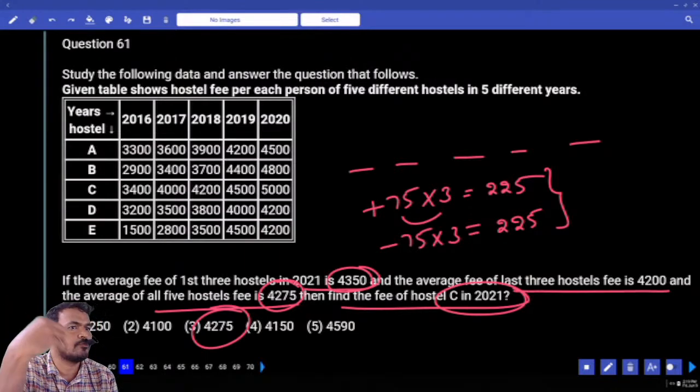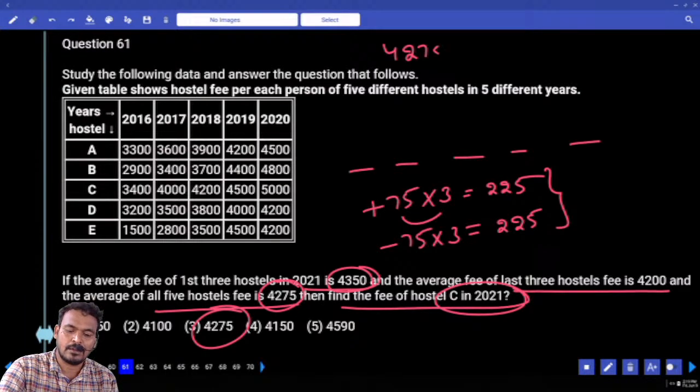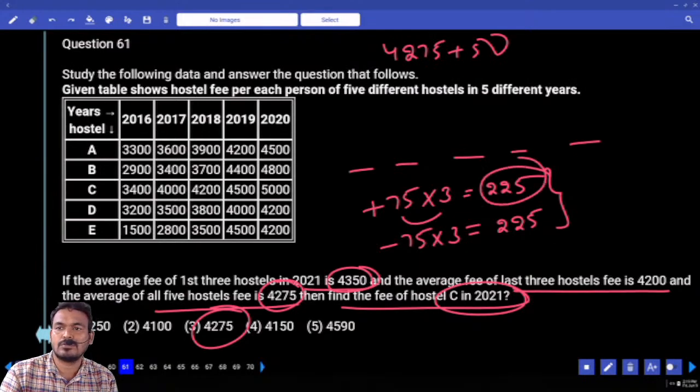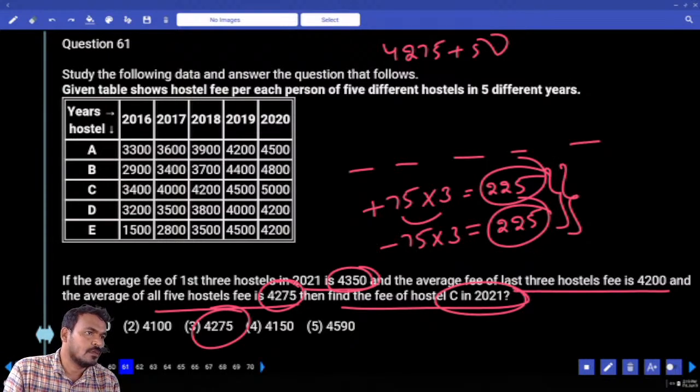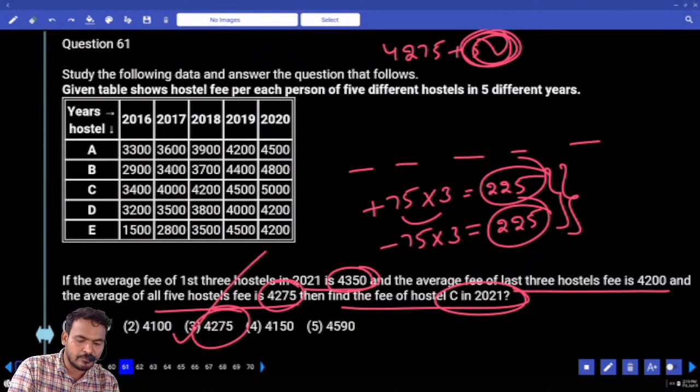Suppose if the values are increased by 50, then we write the answer 4275 plus 50. But here the sum is increased by 225 and the sum is decreased by 225. What is the overall sum? 0 increased. If 0 increased, we write 4275 plus 0. What is the answer? 4275.